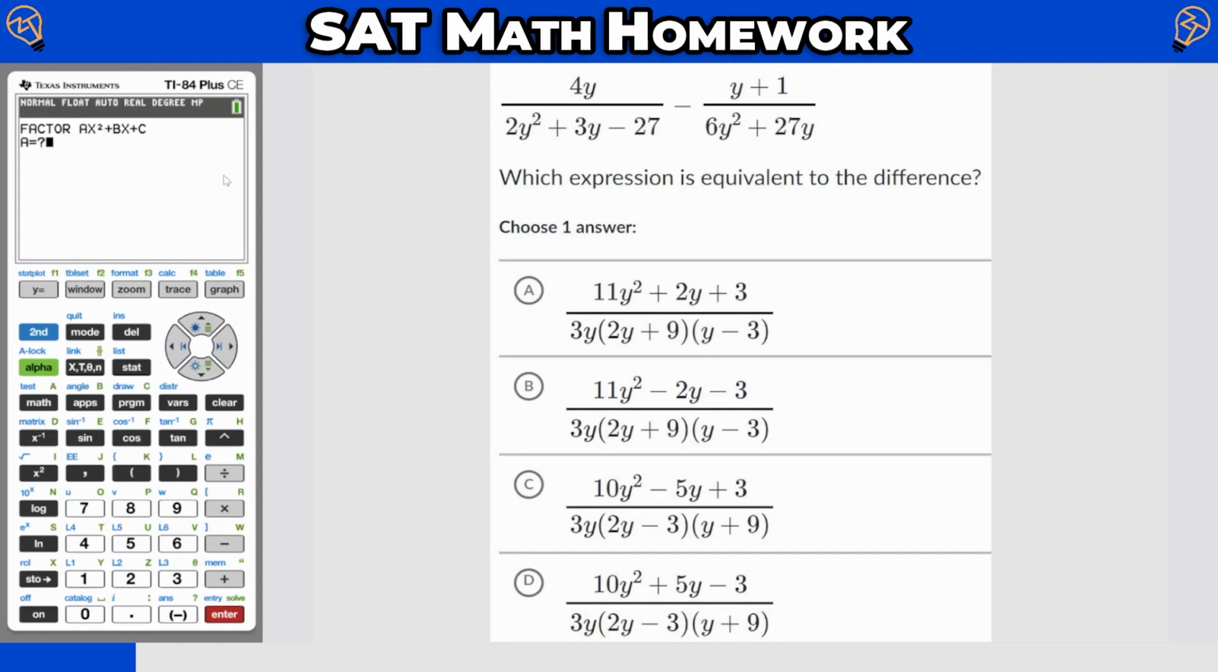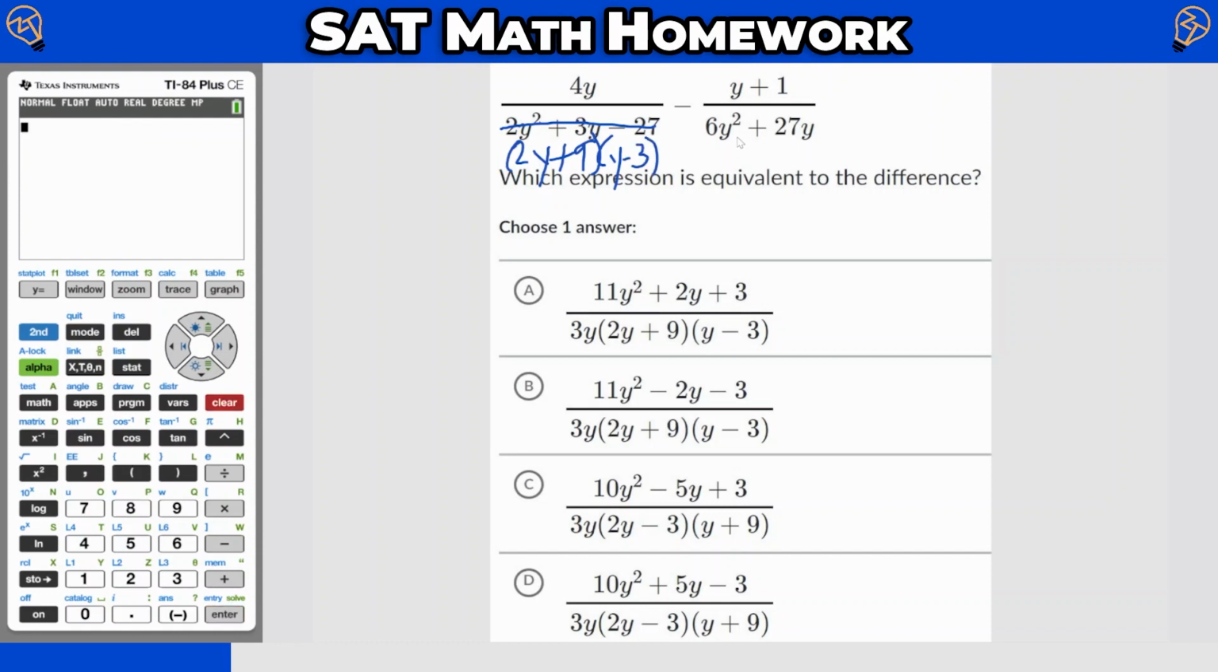We'll type in these coefficients of 2, 3, and negative, make sure you use the negative key, not the minus, 27, and it factors it for me. So I'm just gonna cross out this denominator, rewrite it as 2y plus 9 and y minus 3.